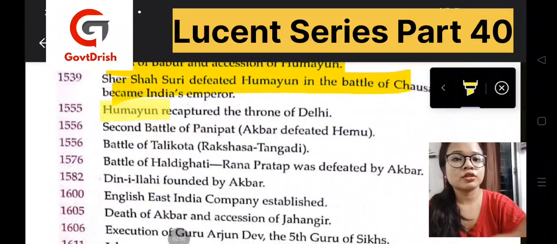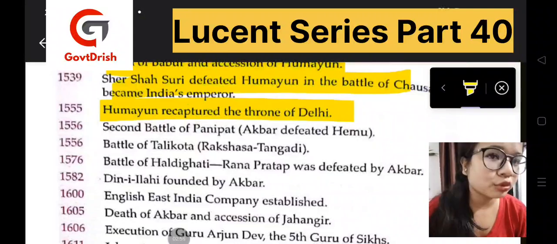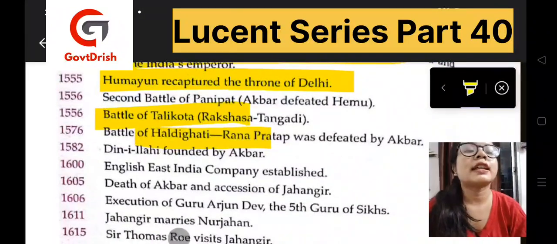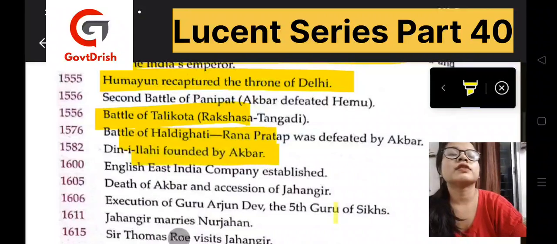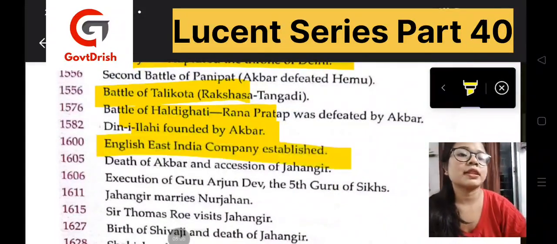Okay, when did Humayun recapture the throne of Delhi? When did the second battle of Panipat take place? When was the battle of Talikota? Then the battle of Haldighati? Then the Bhilai, when it was founded by Akbar, which is very important and very famous. Then the East India Company established.